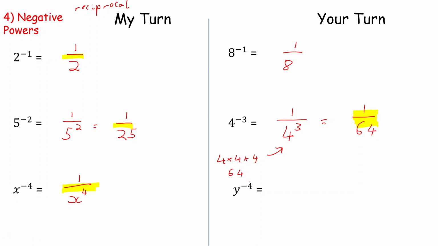Good. We've then got y to the power of negative 4. Okay, negative power again, you go 1 over your number, which is y. You raise it to the power that is given, which is to the power of 4. So 1 over y to the 4, and that is your answer. Okay, excellent. Good.